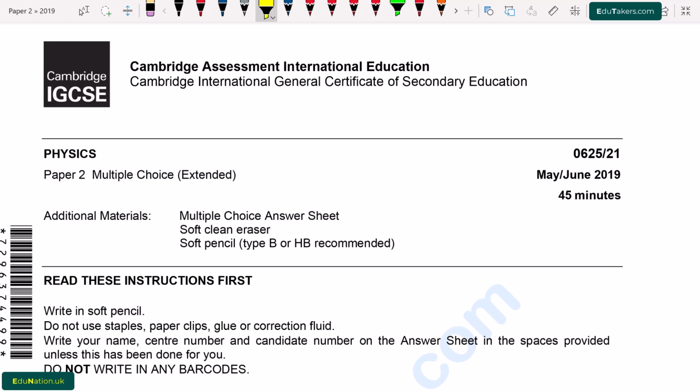Today we are going to solve Cambridge IGCSE Physics Paper 2, Multiple Choice Extended, held on May-June 2019, and the paper code is 0625 with variant 21. So let's start from question number 1.